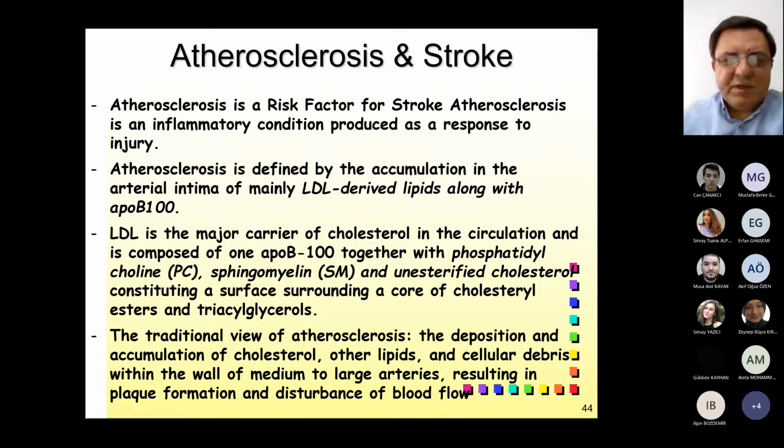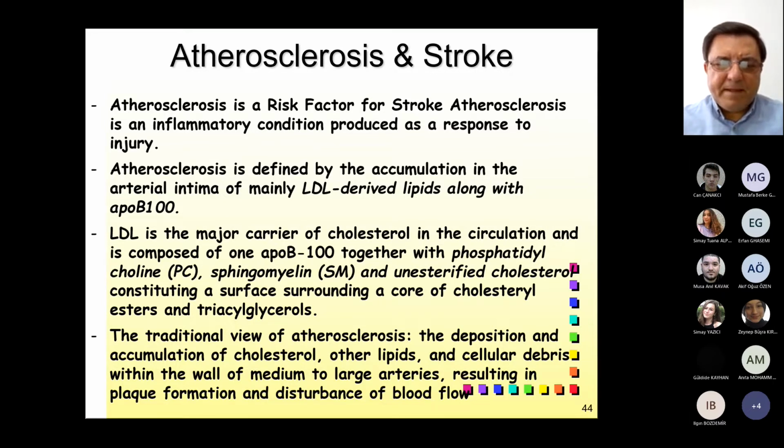So there must be an injury, and accumulation in the arterial intima of the LDL lipids with the ApoB100. LDL is the major carrier for cholesterol in the circulation, and ApoB100 has some substituents like phosphatidylcholine, sphingomyelin, and unesterified cholesterol in different percentages. So it constitutes a surface. It surrounds a core of cholesterol esters and triglycerols.